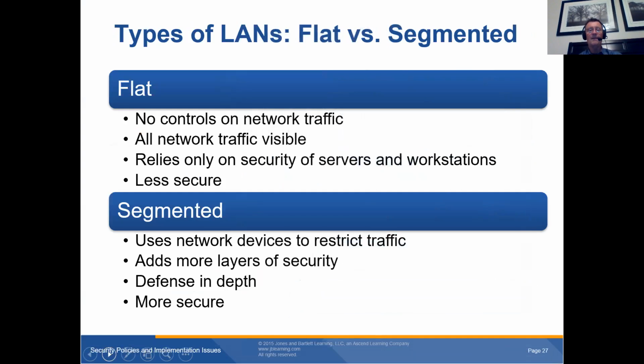Types of LANs: we can have flat LANs with no controls, where the entire network is visible. We have segmented LANs, where the marketing group gets their own LAN, operations gets their own LAN, finance gets their own LAN. So if you get into one LAN, you don't necessarily get access to finance data because you're not on their LAN.